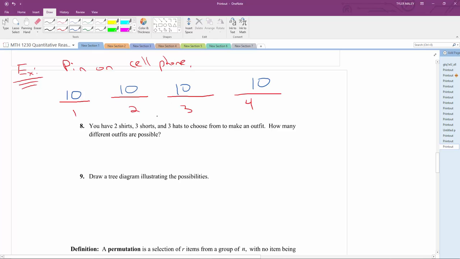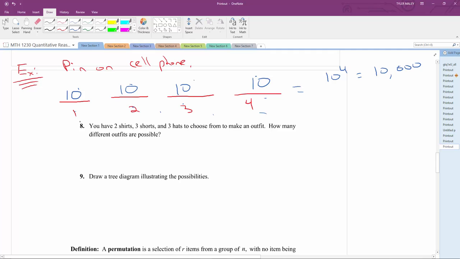So if I wanted to count the total number of PINs that someone could have, if there's only 4 digits, that would be equal to 10 times 10 times 10 times 10, or 10 to the 4th, which is 10,000. So there are 10,000 different ways to make a PIN if there's just 4 numbers and we can repeat the digits. For example, a PIN of 1, 1, 1, 1 would be a possibility. So that's what this fundamental principle of counting is about.